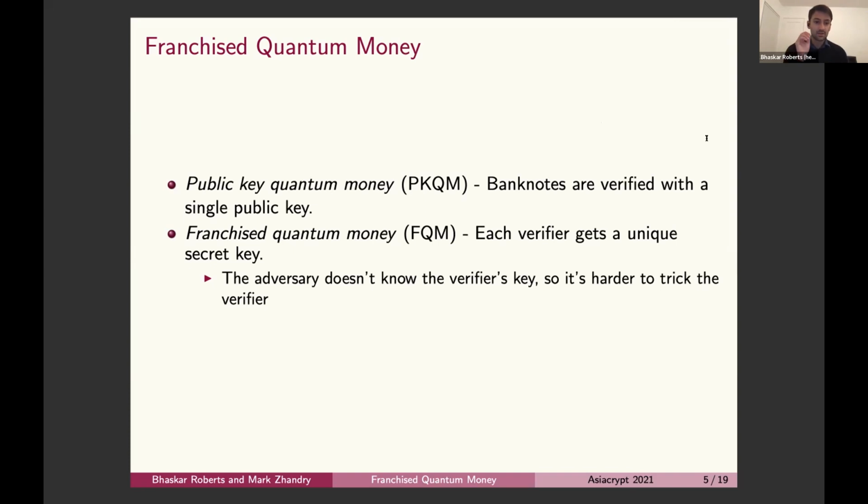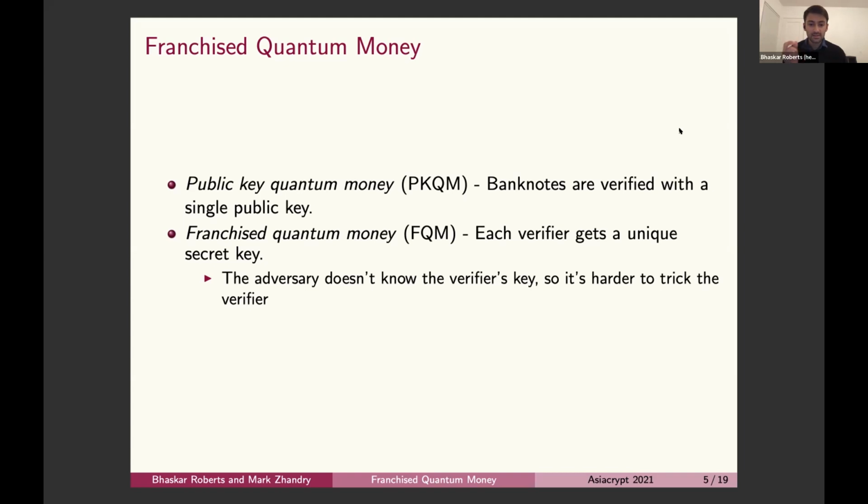The main idea is this. In public key quantum money, verification is done using a single public key that anyone has access to, including adversaries. In franchised quantum money, anyone who wants to verify a banknote can get a unique secret key to use for verifying banknotes. So this means even an adversary could request a unique secret key, and the scheme would remain secure. So every key can be used to verify every banknote. And the security guarantee that we'll give is, as long as you keep your key secret, nobody can fool you into accepting an invalid banknote.